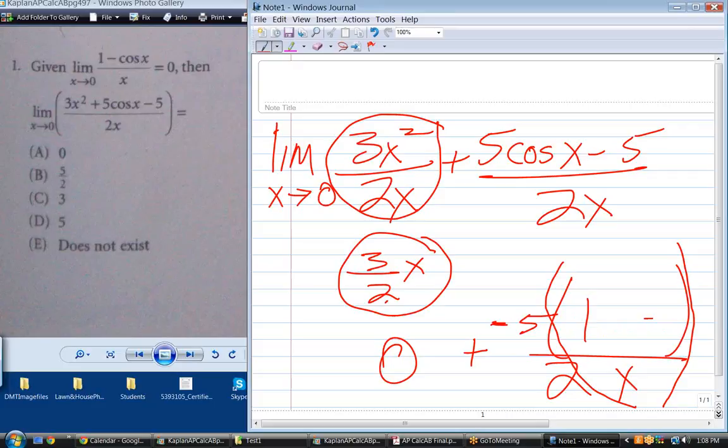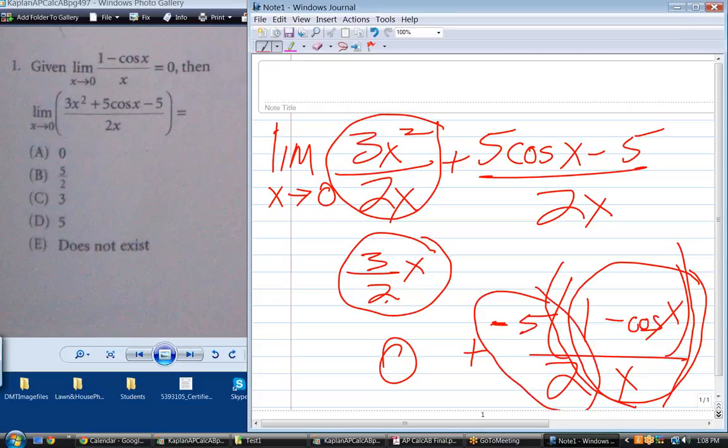The key part is, what does that go to as x goes to 0? It goes to 0. Right. So no matter what we're multiplying it by, whether it's a negative or a positive, the whole thing goes to 0. So we have 0 plus 0. So the answer is 0.